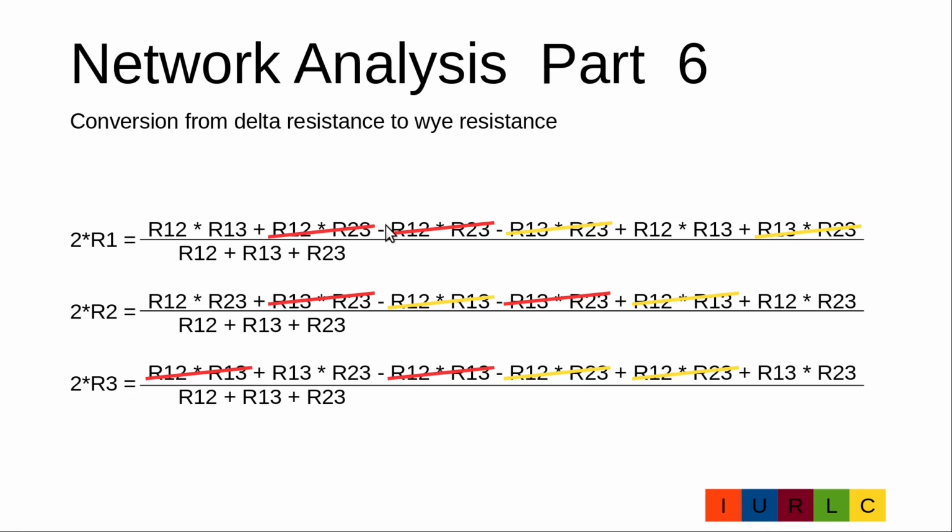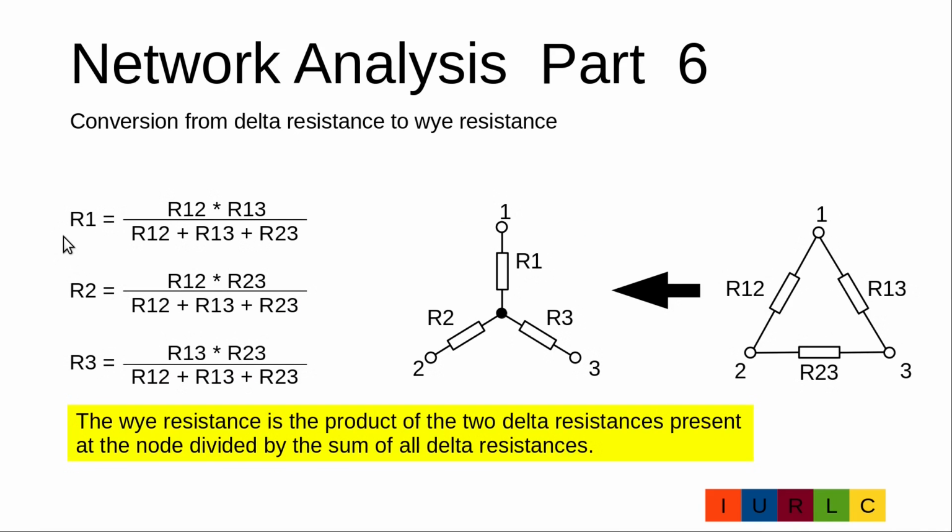Here we have plus, minus, plus, minus, and we see that r12 times r13 is 2 times available, so we can also strike away later the 2 times and 1 of this, and we do the same on the other two formulas. So finally we get r1 is r12 times r13 divided by r12 plus r13 plus r23, and the same for the other two formulas.